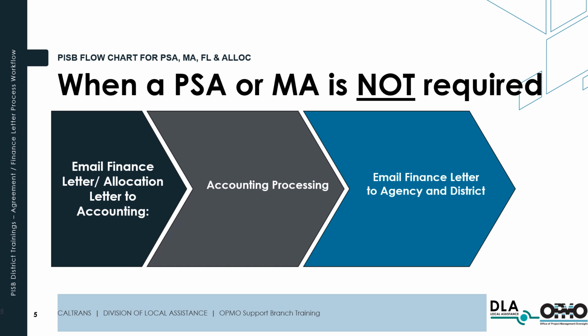Accounting processing takes approximately 1 week to encumber or deobligate the funds. Once the funds have been encumbered or deobligated, email the finance letter to the local agency and the district office. Save the finance letter into the shared drive.